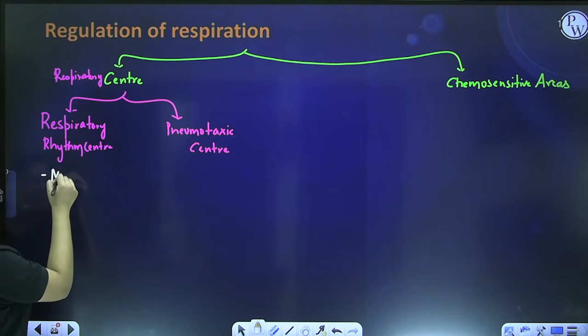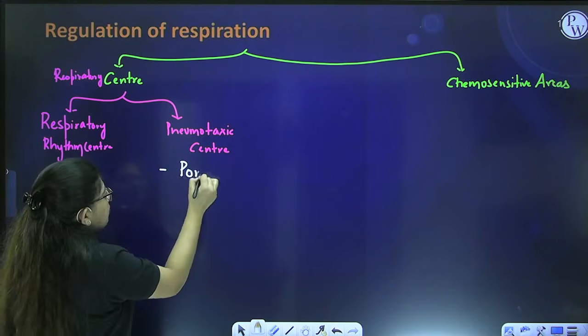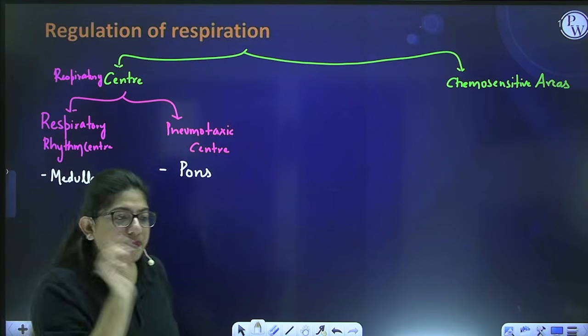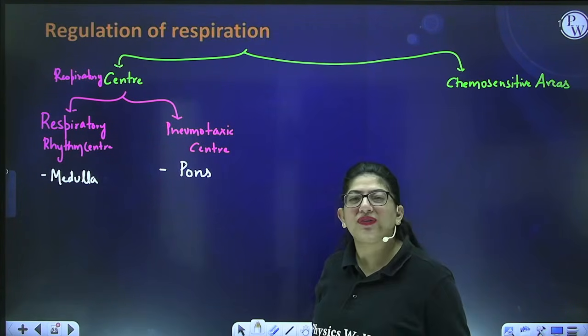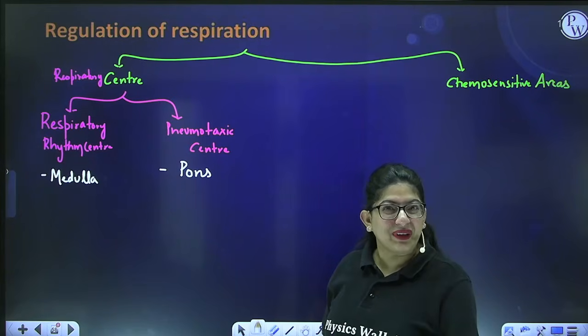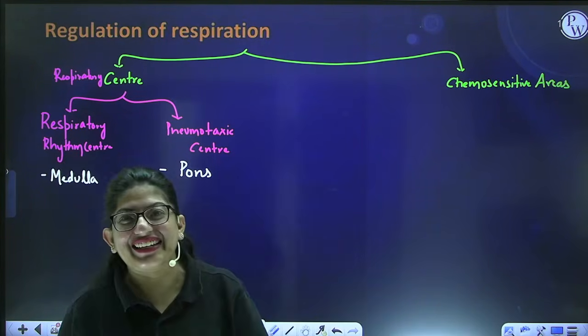Respiratory rhythm center is present in the medulla oblongata and pneumotaxic is present in pons, because in pneumotaxic there is P. So P for pons, right? Because in exam you will get a written thing. No, nobody is going to speak. So there you can see P, pons. Otherwise when you speak the P is silent.